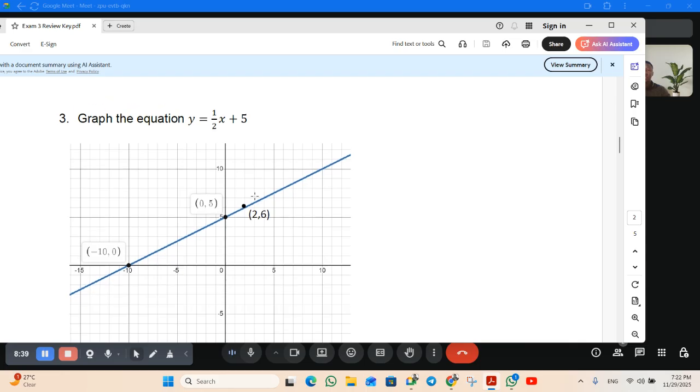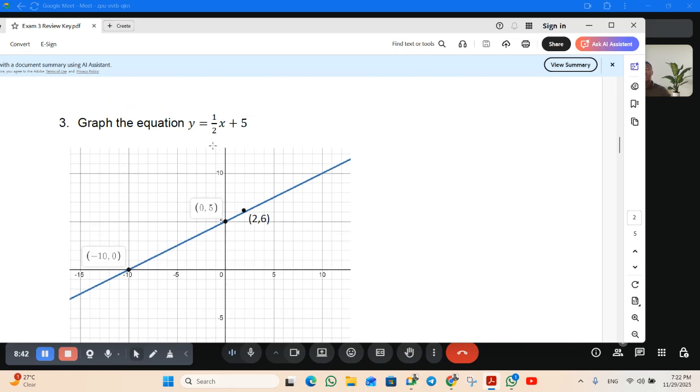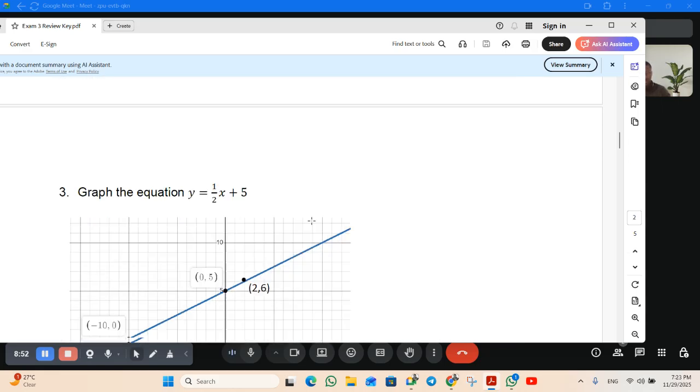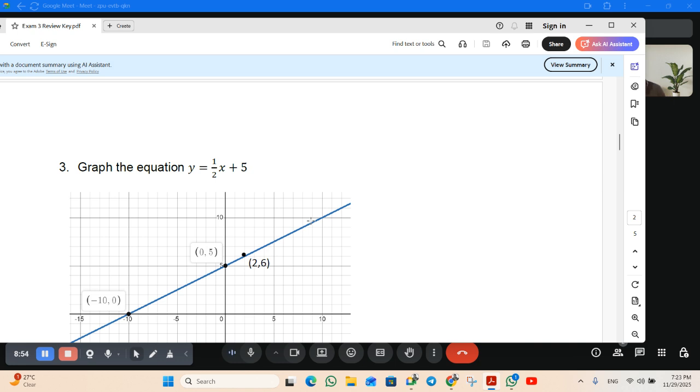Now, the next question is graph the equation y equals half x plus 5. Now, the format of this question is the same as the question we just solved for question 1. I'll do it once more so that you understand better. So let's get rid of what we did here.